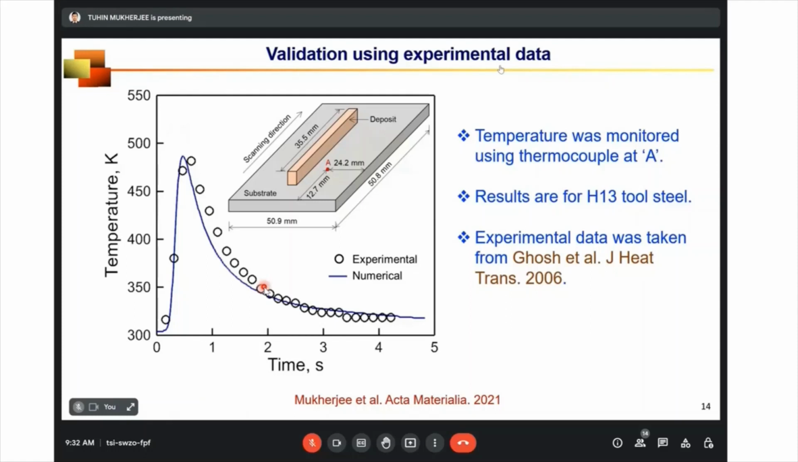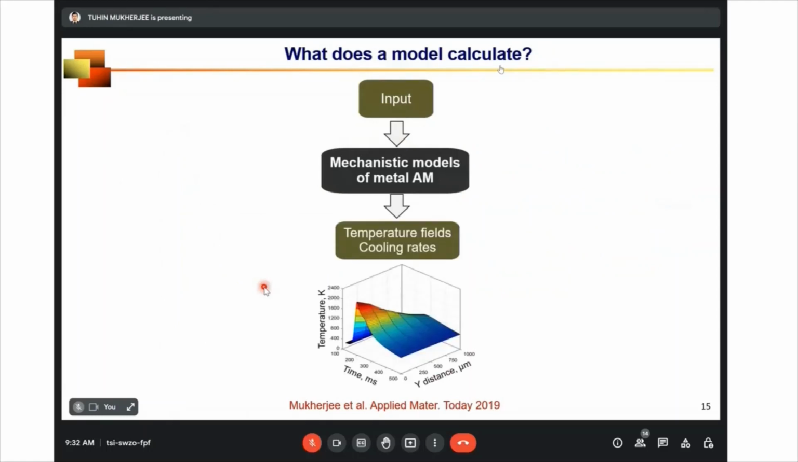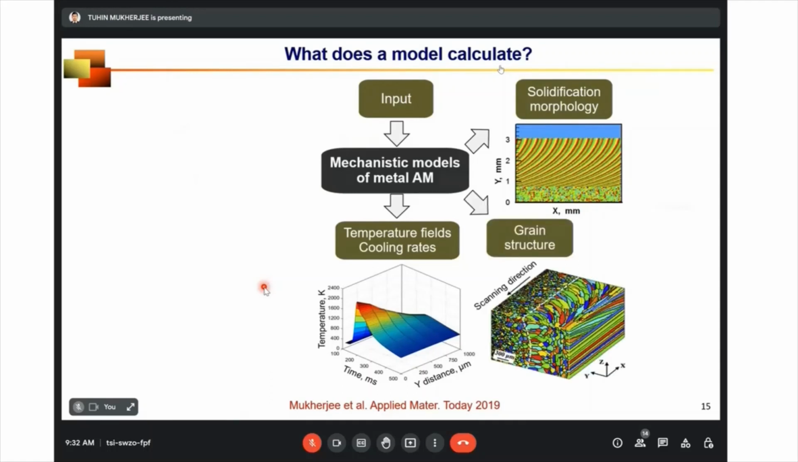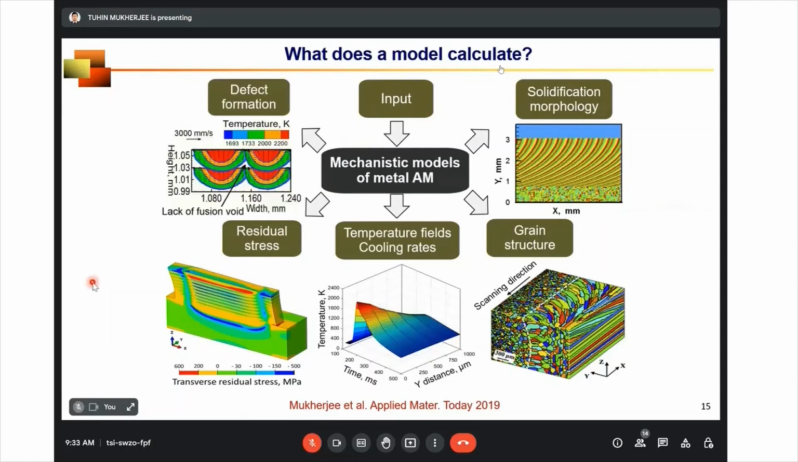Because it will provide us the confidence that we can use this well-tested model for predicting microstructure, properties and defects. So the bottom line is the model can give us the temperature field and cooling rate, also the solidification morphology, whether this is columnar or equiax, the grain structure in 3 dimensions, residual stresses, which is one of the major concerns in any manufacturing process, and also defects such as lack of fusion, porosity, cracking, and so on and so forth.